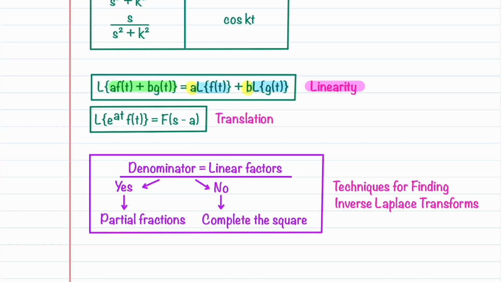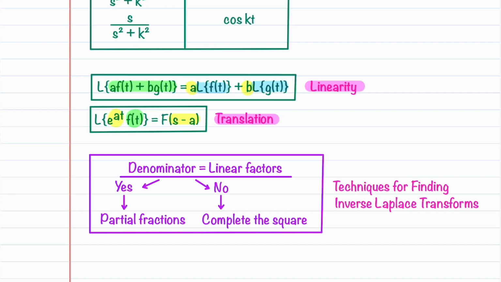The second property is the translation or shifting property. When you have a function that's multiplied by an exponential, the exponential shifts the transform and s becomes s minus a, where a is the constant that multiplies t in the exponential.